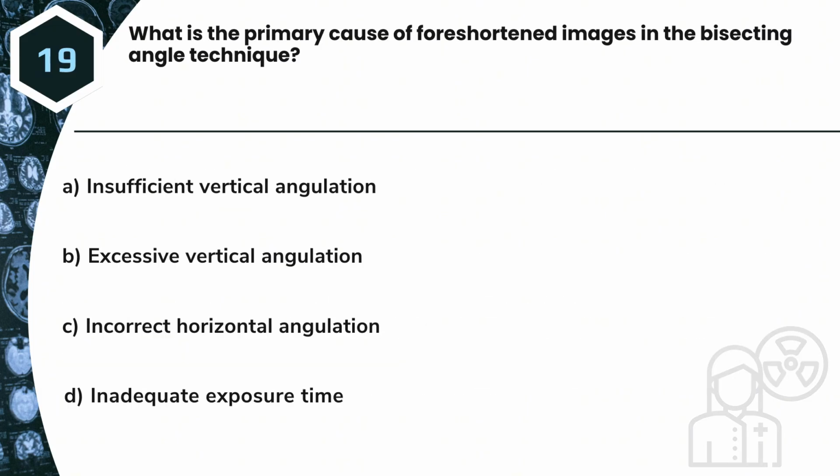Question 19. What is the primary cause of foreshortened images in the bisecting angle technique? A. Insufficient vertical angulation. B. Excessive vertical angulation. C. Incorrect horizontal angulation. D. Inadequate exposure time.